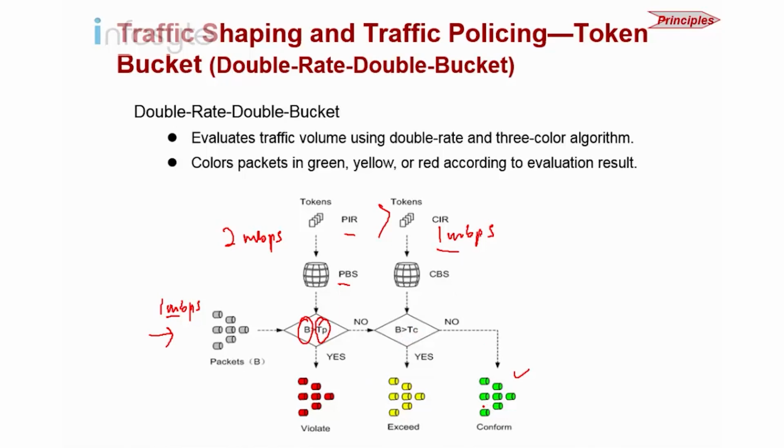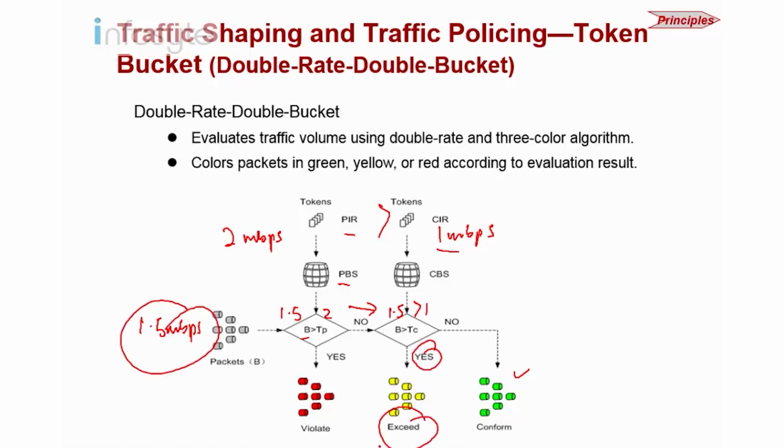Do you see that? Now let's assume that it's not 1 megabit, but this time it's 1.5 megabit per second. Now when it comes in, B is 1.5, PIR is actually 2. So this is not violate. Okay, so we are not under the violation. So we go into this bucket. So 1.5 is more than 1. That's true, yes. So in this case, this traffic will be marked as yellow.